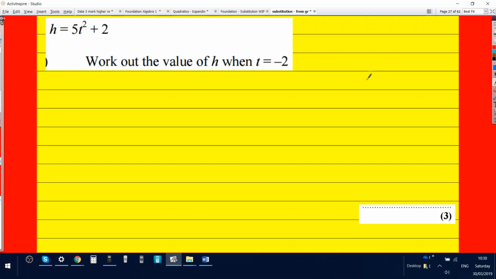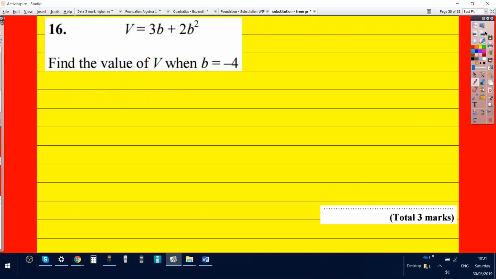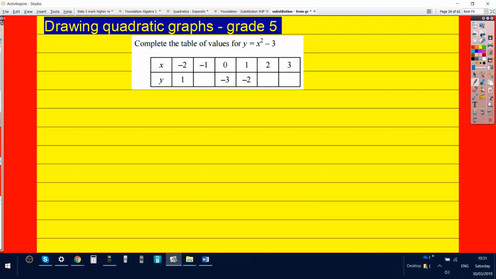Work out the value of h when, okay. So that'd be 5 times minus 2 squared. So that would be 4. So 5 times 4 plus 2. So that would be 22. So that's 22. Well done. Yeah. Negative squared becomes positive.